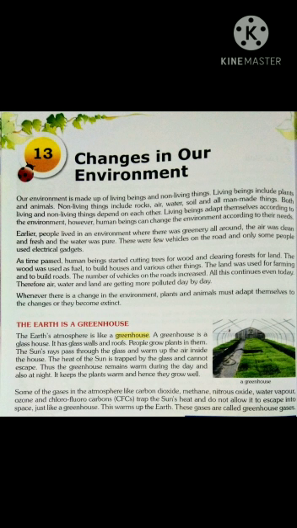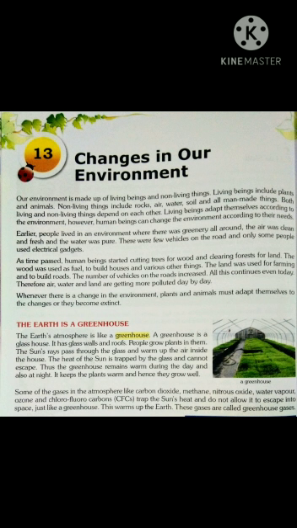Earlier, people lived in an environment where there was greenery all around. The air was clean and fresh and the water was pure. There were few vehicles on the road and only some people used electrical gadgets. As time passed, human beings started cutting trees for wood and clearing forests for land. The wood was used as fuel to build houses and various other things. The land was used for farming and to build roads.